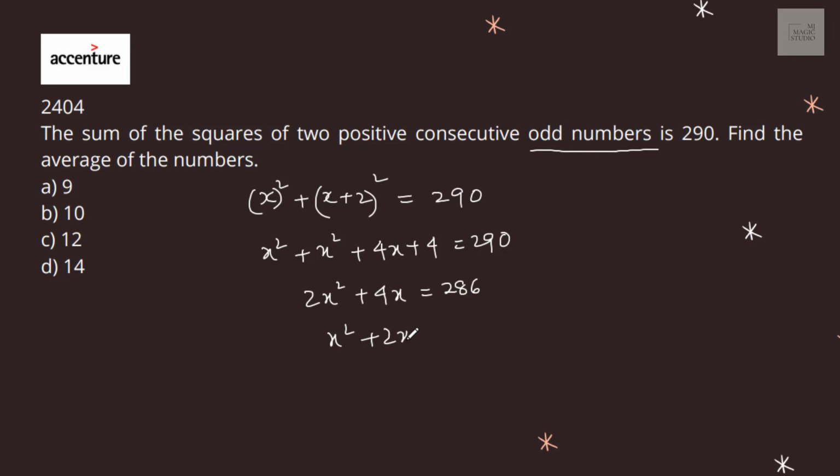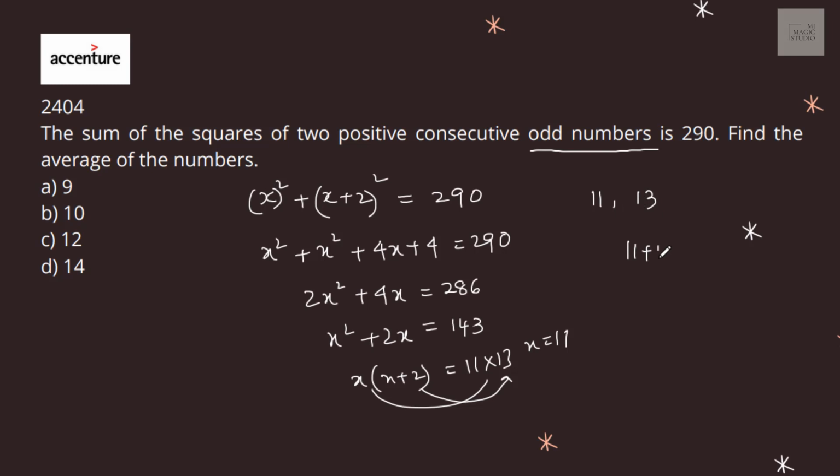So x square plus 2x is 143. That is x into x plus 2. If I break 143, that would be the best way. It is 11 into 13. So we can compare this and we get x is equal to 11. So the two numbers are 11 and 13.